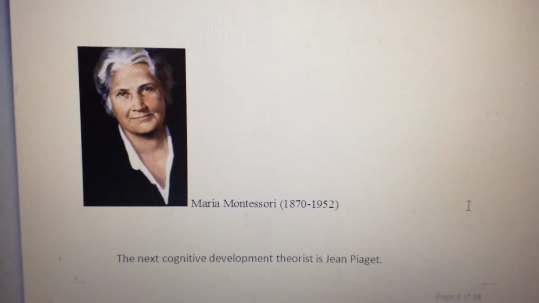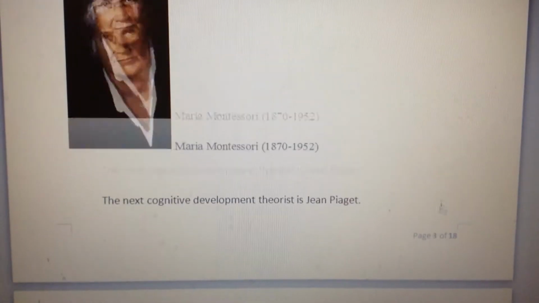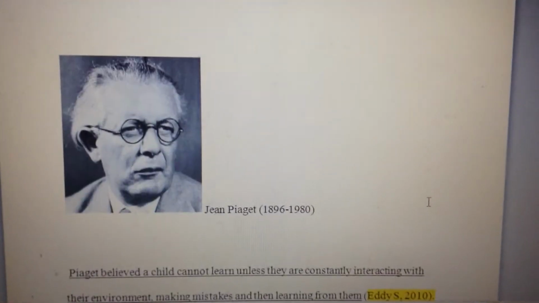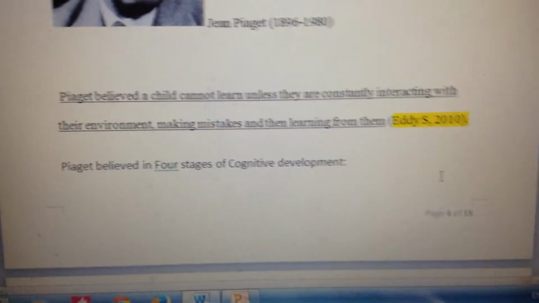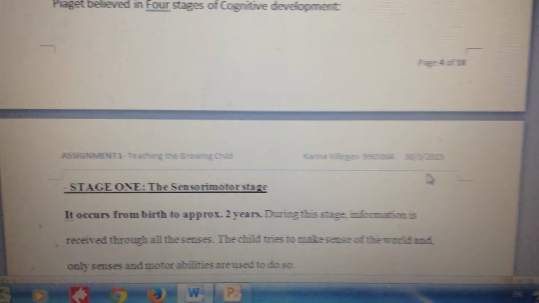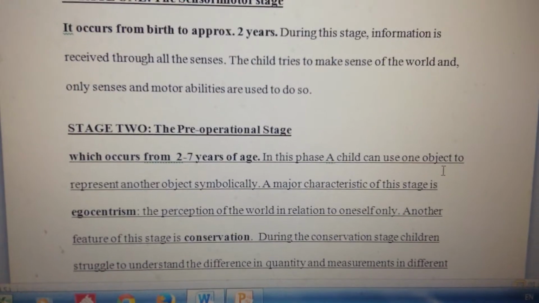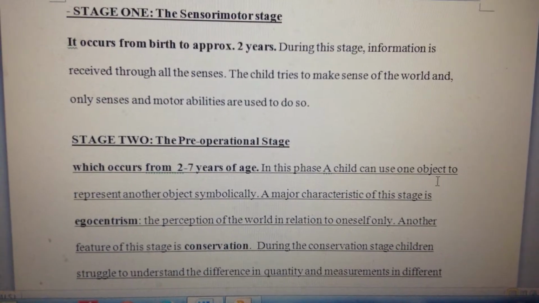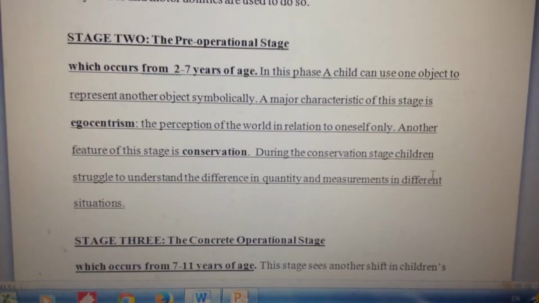The next cognitive development theorist is Jean Piaget, who was influenced by Maria Montessori. He believed that children cannot learn unless they're constantly interacting in their environment and even making mistakes, but learning from them. Stage 1 is a sensory motor stage from birth to approximately 2 years. So only the senses and motor abilities are used to do so.